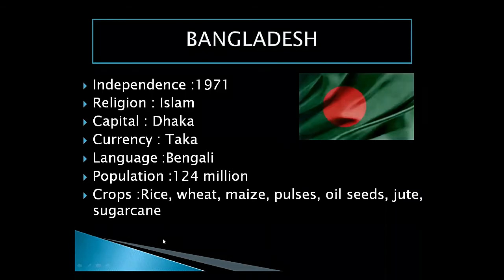Next is Bangladesh. Bangladesh became independent in 1971. Do you know about Bangladesh? Bangladesh used to be a part of Pakistan from 1947 to 1971. It was called East Pakistan at that time.